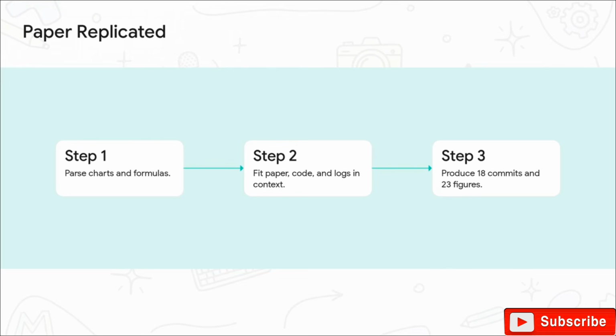MiniMax tasks the M3 with independently reproducing an ICLR 2025 outstanding paper on the learning dynamics of LLM fine-tuning. Step 1. M3 used its native multimodal capabilities to parse the complex charts and formulas straight out of the paper. Step 2. It used that massive context window to fit the entire paper, the source code, and all the experiment logs into a single window. And then Step 3. Using its long-horizon coding capabilities, it ran continuously for nearly 12 hours. It independently produced 18 commits and generated 23 experimental figures, perfectly replicating the core experiments of a top-tier academic paper, all on its own.